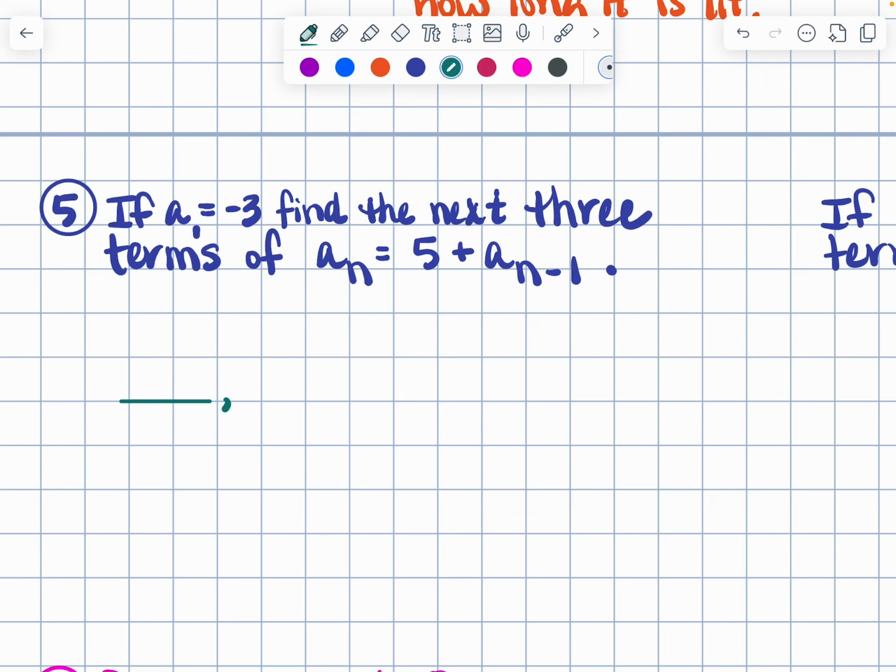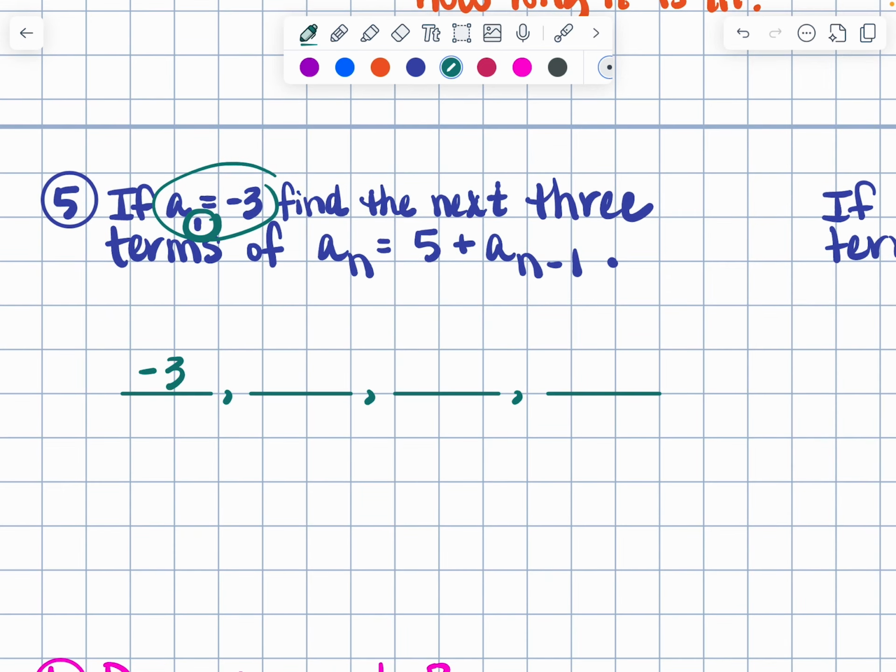So remember, when we talk about sequences, we're just talking about a list of numbers that follows some pattern, right? So this one says if a sub 1 equals -3. Now remember, that is just fancy talk for saying the first term. That's why there's a 1 right here. The first term in the sequence is -3, right? That's all that means. They're just telling me what the very first number is so I can get the ball rolling.